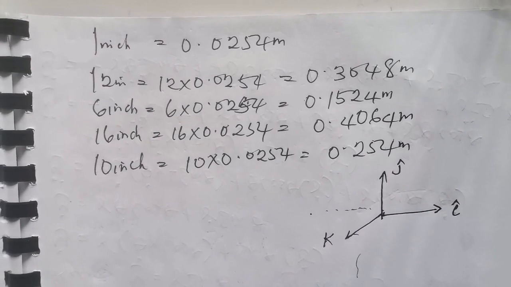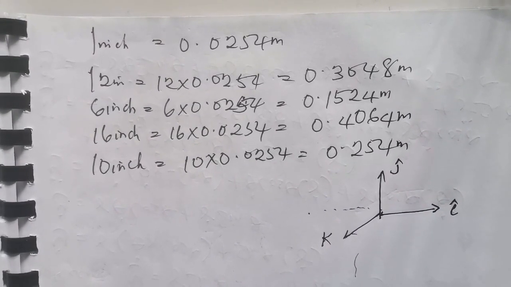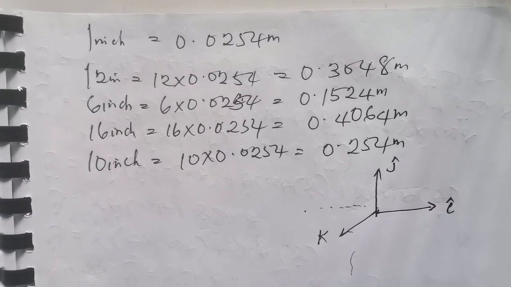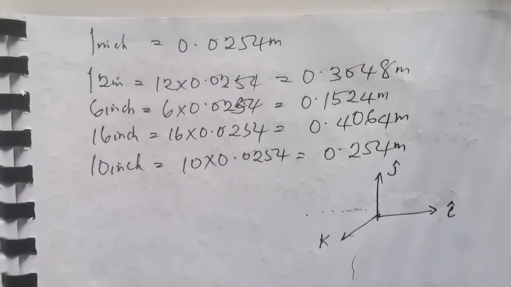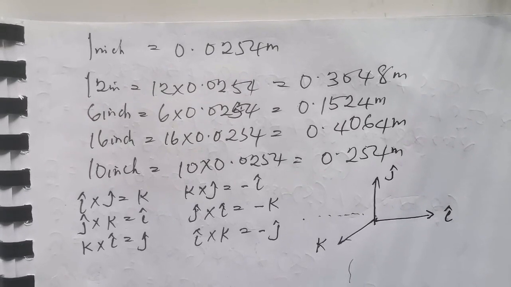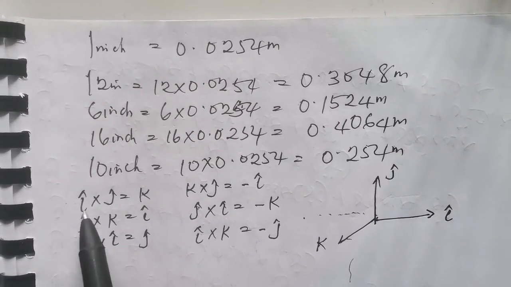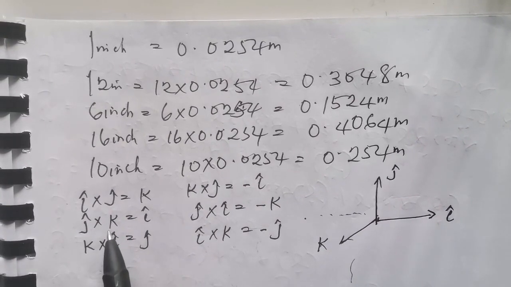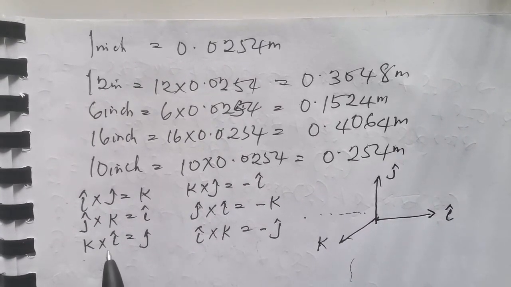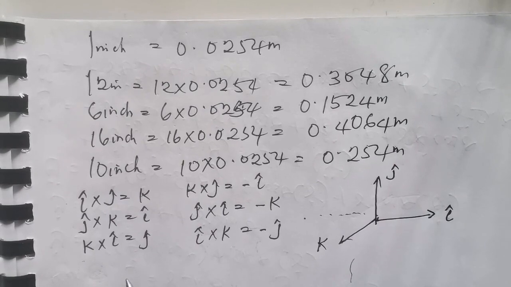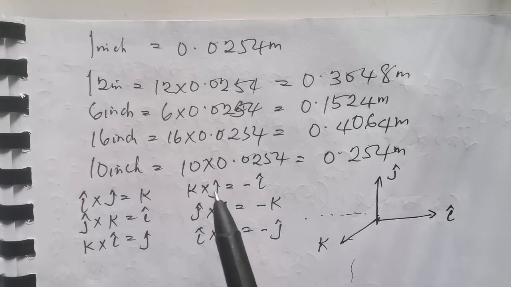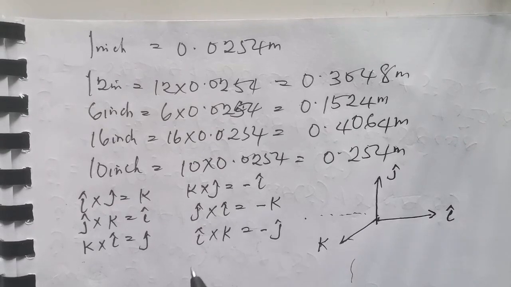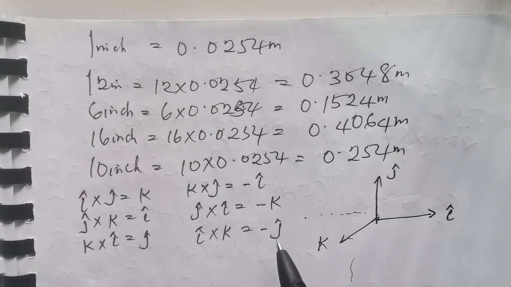Another thing you need to keep in mind when using the vectors approach is the cross product of vectors. So let's just do a brief summary of our cross product. In summary, when we have I cross J, the value is simply K. When we have J cross K, the value is I. When we have K cross I, the value is J. Similarly, when we have K cross J, the value is negative I. When we have J cross I, the value is negative K. When we have I cross K, the value is simply negative J.